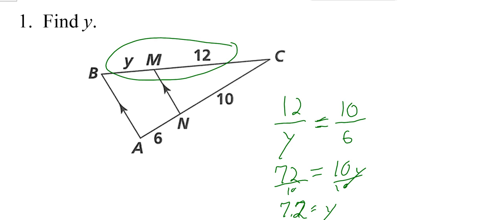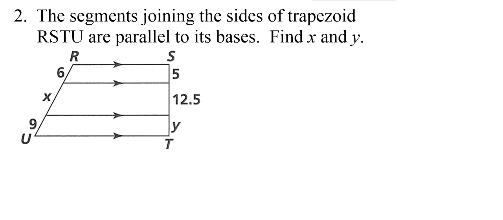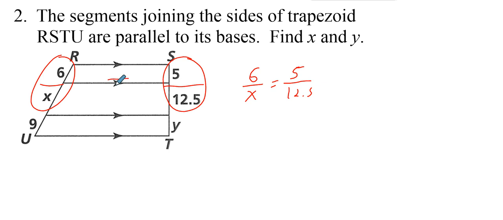Okay, next example here is a Sidesplitter theorem. So we got two unknowns. First, in red, I'm going to solve for x. So I'm going to have 6 over x and 5 over 12.5. I'm using these values, and I can just visualize that these are my proportions. So 6 times 12.5 is 75 equals 5x. Divide by 5 on both sides, and I get 15 is equal to x.